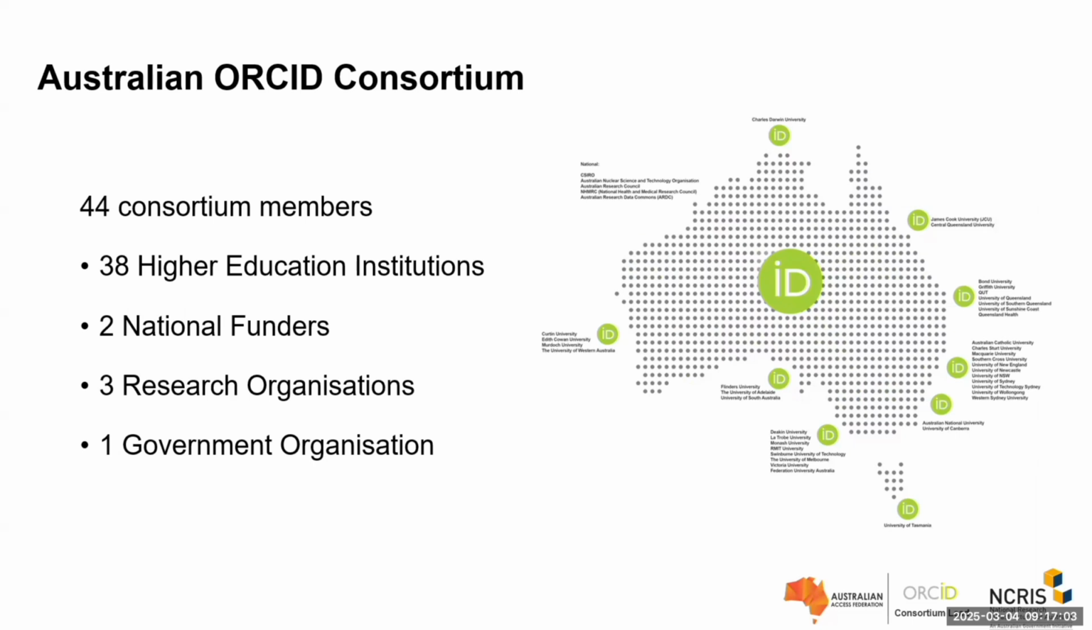Out of the 44 members, 38 are higher education institutions, that is, universities. Two of them are national funders: the ARC, Australian Research Council, and the NHMRC, National Health and Medical Research Council. Three of them are research organizations: CSIRO, ARDC, the Australian Research Data Commons, and the Australian Nuclear Science and Technology Organisation. Those three are research organizations in Australia, and one is a government organization. Queensland Health is the only government member of the ORCID consortium currently.